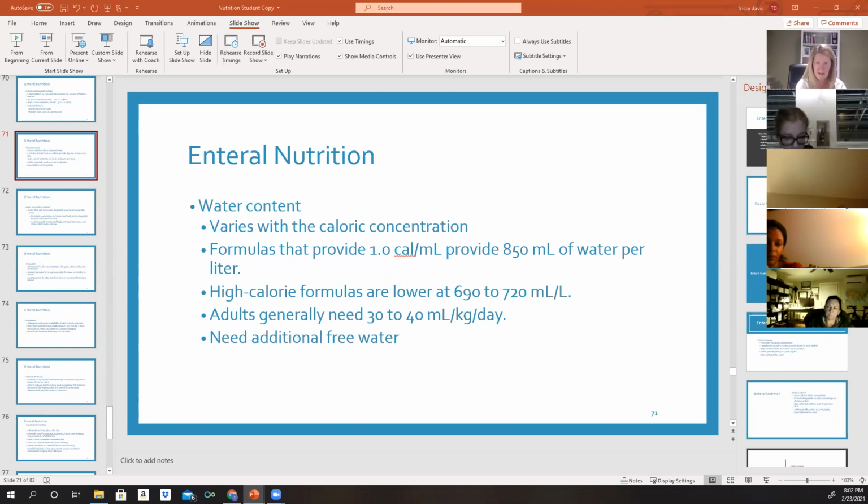There's different water content for all the different formulas. It varies with different caloric concentration. Formulas that provide 1 calorie per mL of formula usually provide 850 mLs of water per liter of formula. Your high calorie formulas are lower, at 690 to 720 mLs of water per liter. Adults generally need 30 to 40 mLs per kilogram per day, and then they also need additional free water.